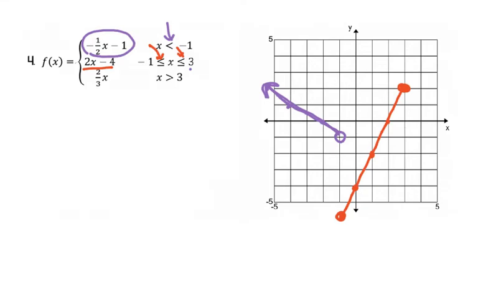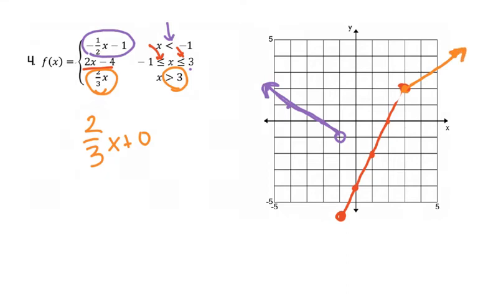Okay, the last one is going to be 2/3 x, so that's 2/3 x plus 0. So I'm going to start at 0. I'm going to go up 2 and over 3, up 2 and over 3. And so my line is going to look like this. Now I only want it for greater than 3, so I'm going to come back and erase this part of it. It's going to go on forever now because it says everything greater than 3, so I am going to have an arrow there.